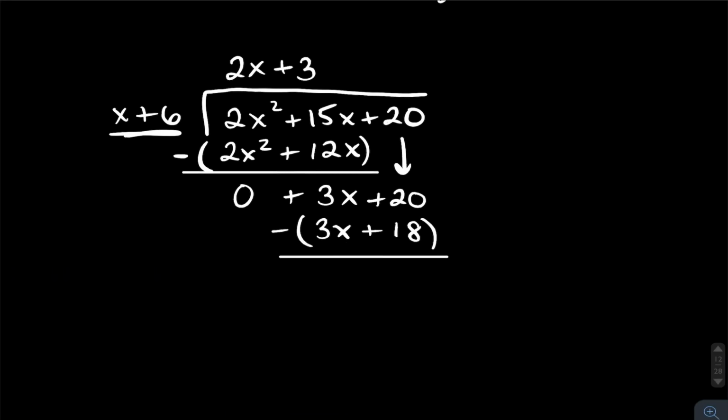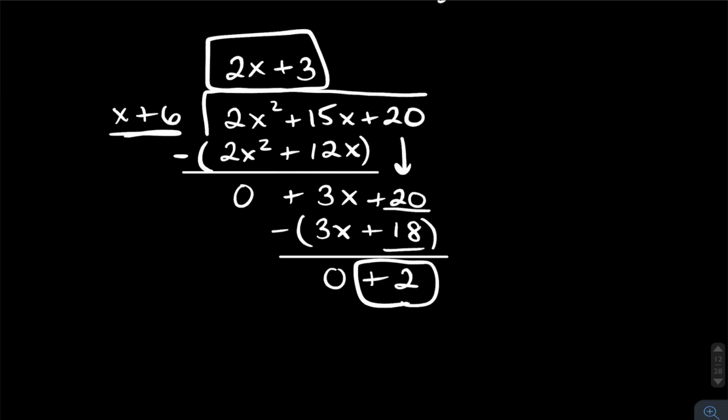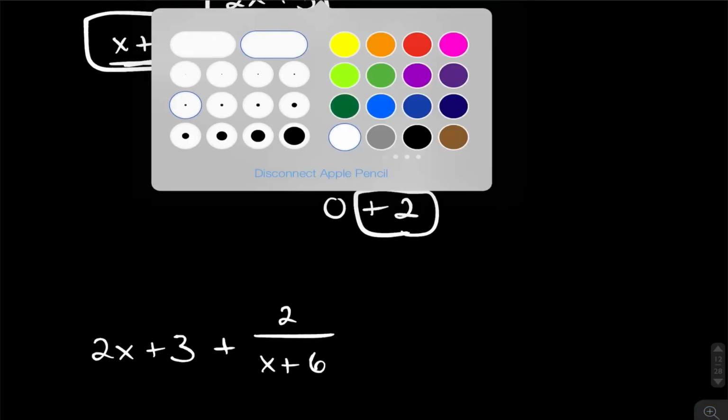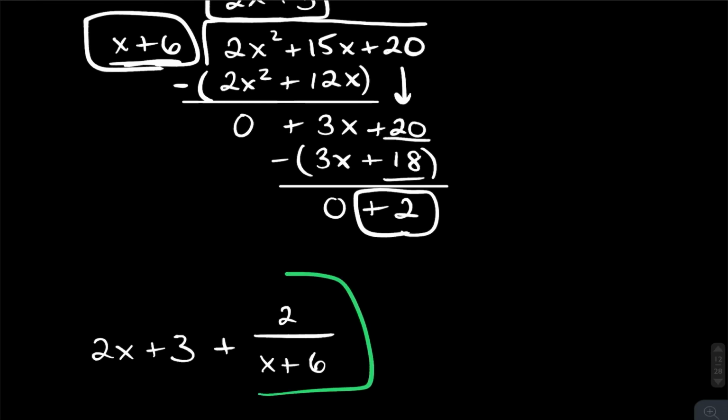Okay, so when we do that, 3x minus 3x is 0. 20 minus 18 is going to give you plus 2. Okay, and so now we have everything we need, right? Our quotient is up here, our remainder is right here, and our divisor is right here. So we get 2x plus 3 plus our remainder, 2, over our divisor, x plus 6. Okay, and that is it for that problem.